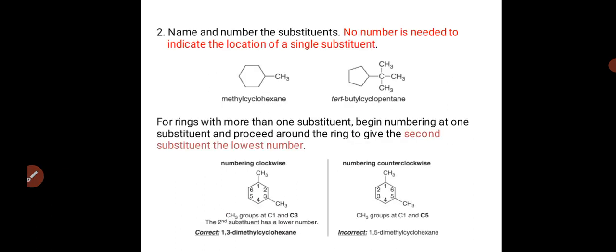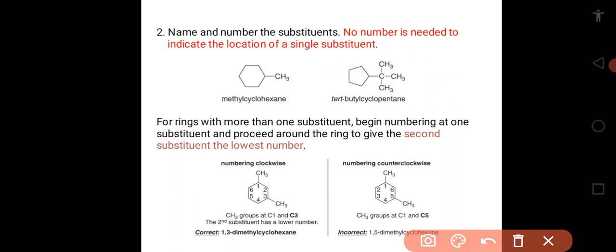So name and number the substituent. No number is needed to indicate the location of a single substituent. So you see, because here it is a single substituent, there is no need to number it. You can just say methylcyclohexane, but if the substituents are two, then you can do that.